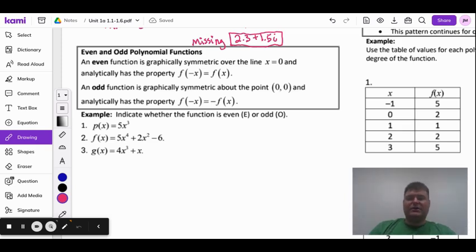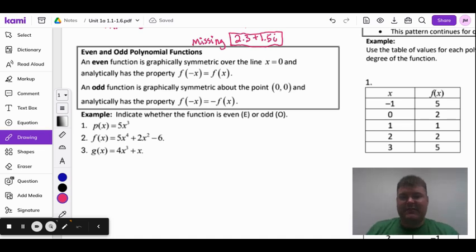Okay, even and odd polynomials. This is different than even degrees and odd degrees. An even degree function may not be an even function. An odd degree function may not be an odd function. So please be aware of those two different things. Even degree talks about the highest power of a polynomial being even. Odd degree is when the highest power exponent of a function is odd. Even function is completely different.